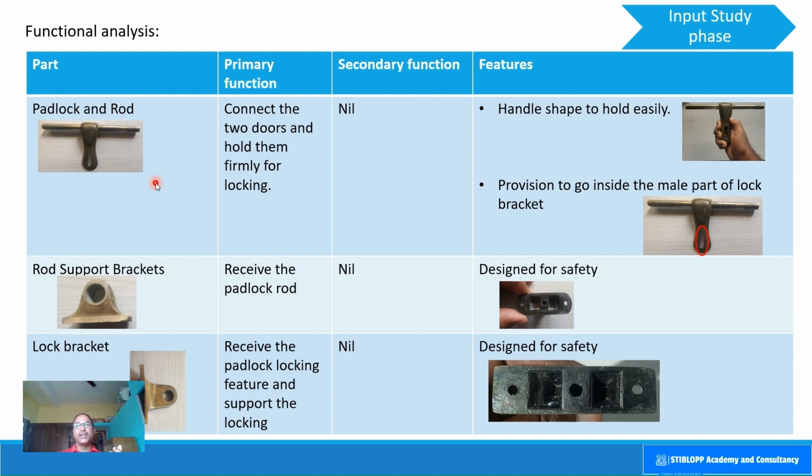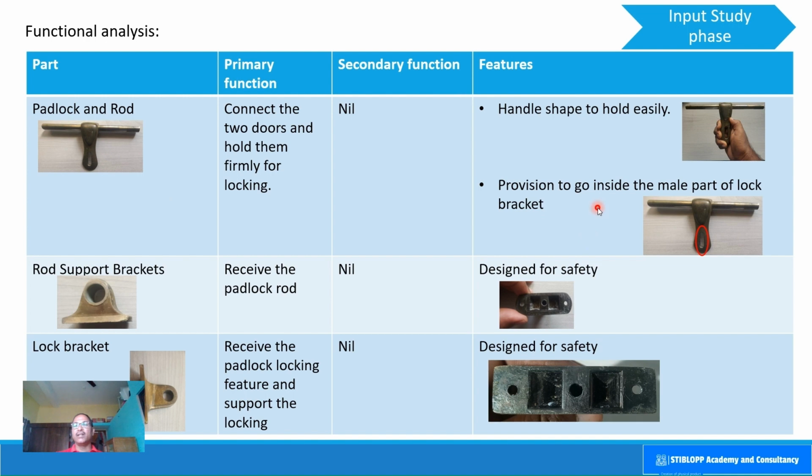Let's do the functional analysis of each and every part. Padlock and the rod. The primary function of the padlock and the rod is to connect two doors and hold them firmly for locking. The secondary function is nil. Okay. Let's look at the features here. The handle should be easily held. Okay.